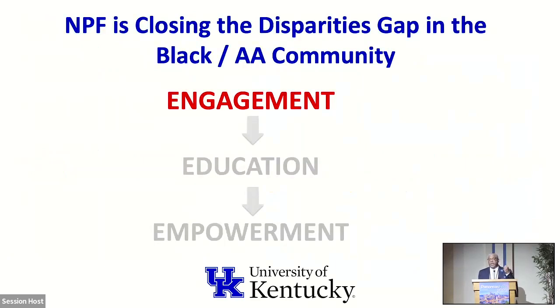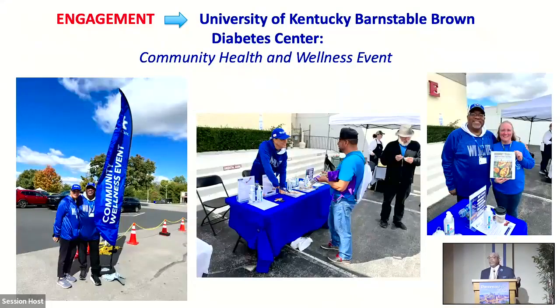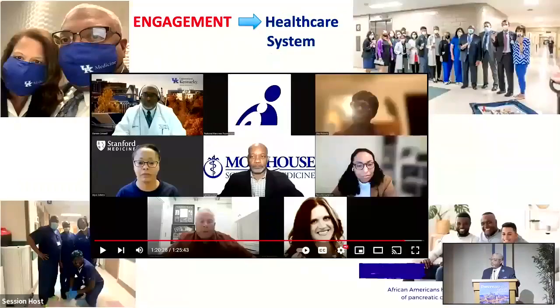So three things I want to challenge you with. One is engagement. And you've heard about this. My lecture to you is going to be about boots on the ground, getting involved. So how do we engage? This is just one example of what we're doing in Lexington. This is my wife and I at a diabetes community health and wellness event. We've got NPF literature, and we're there handing it out. It costs nothing to set up a table. The NPF will send you all of the literature. They'll send you a tablecloth that we now have that has the NPF on it, and all the literature to educate patients, to educate the community about pancreatic disease, pancreatitis, and pancreas cancer.